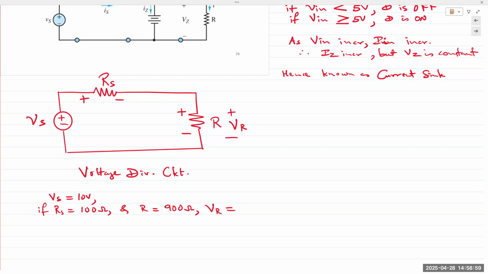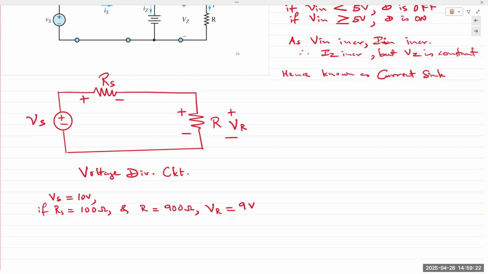Voltage across that resistor R. Again, nice round numbers. 10 volts applied to 1000. 1:9 ratio. 9 volts. VR is 9 volts. And VRS is 1 volt.